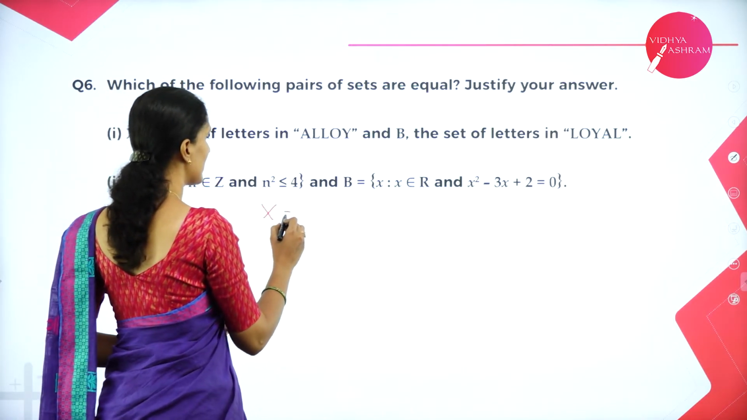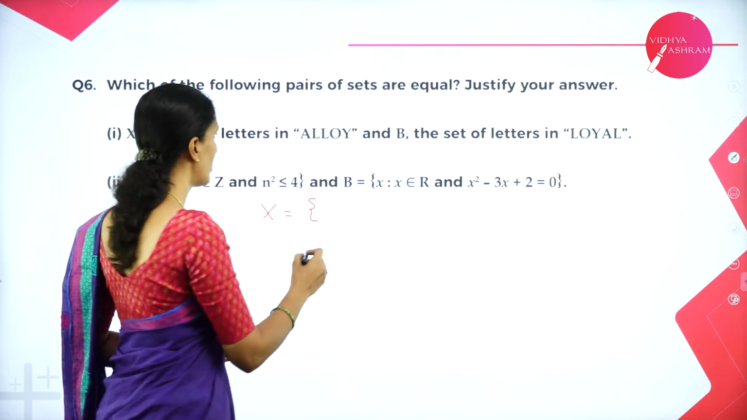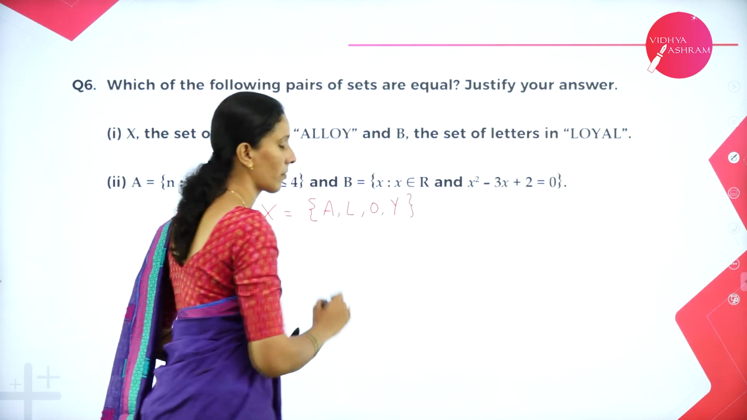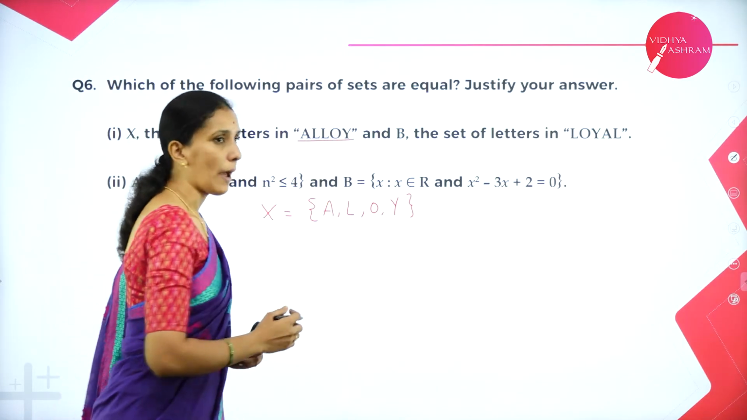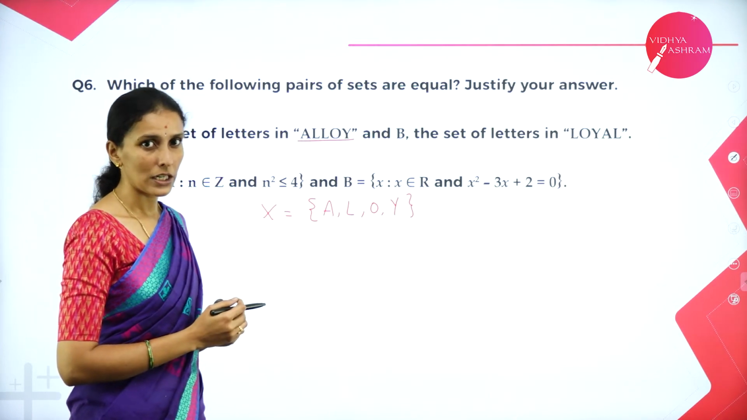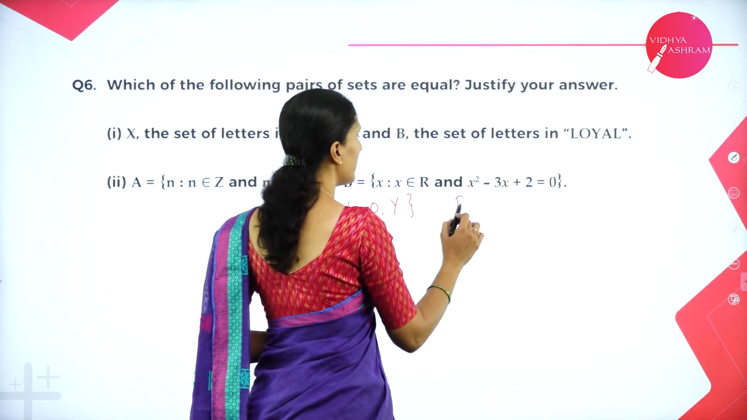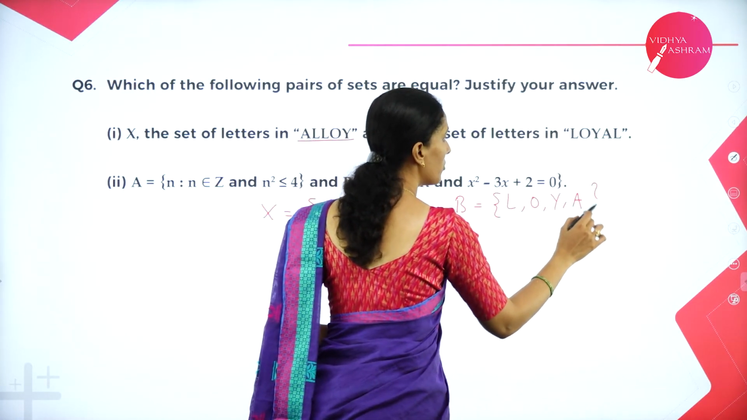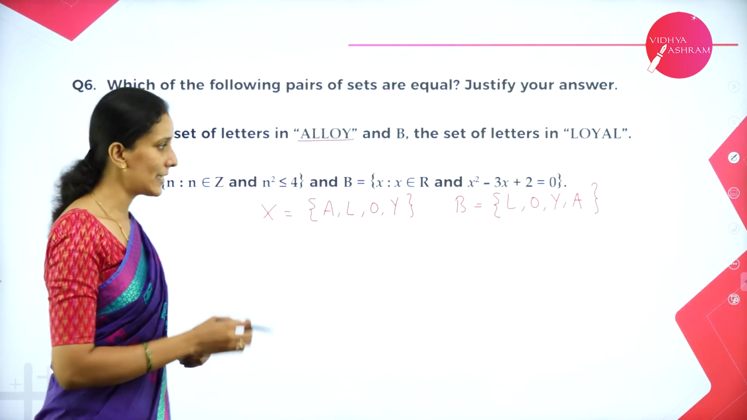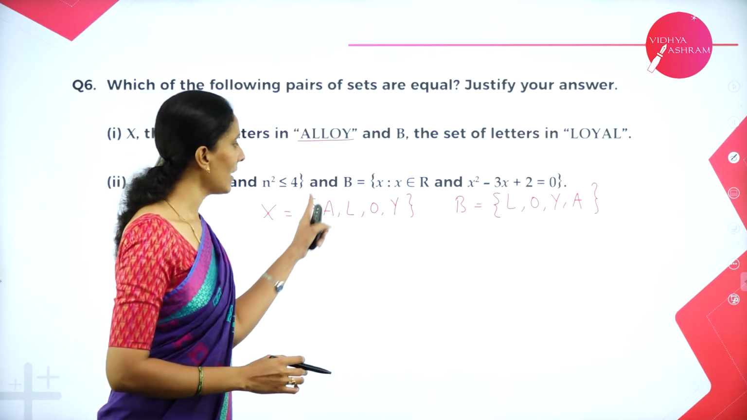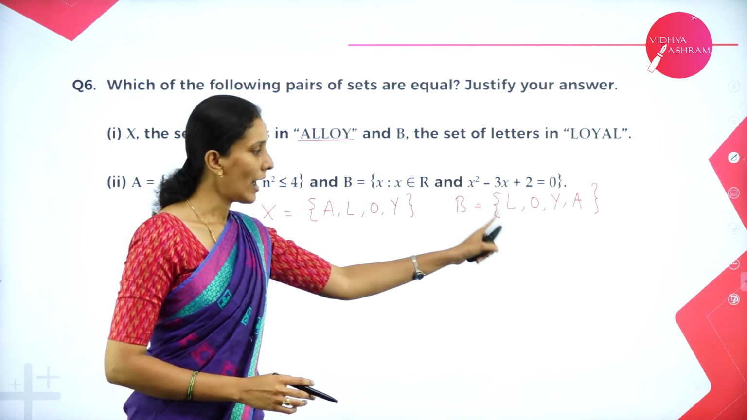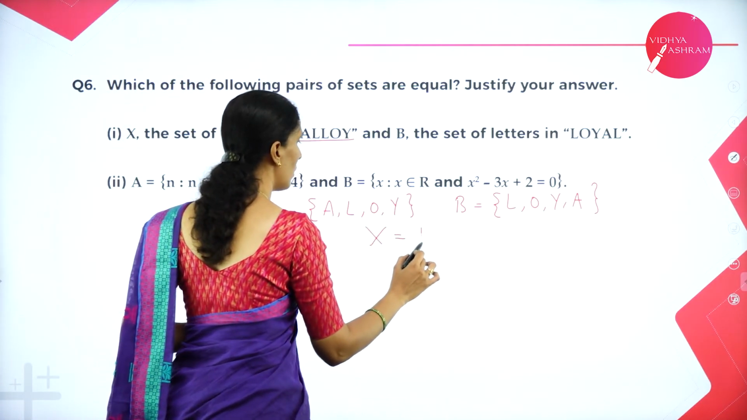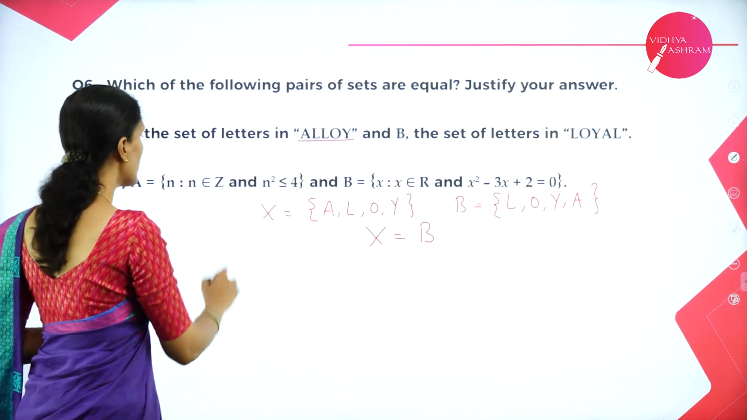If you write X as a set, alloy: A, L, O, Y. Whenever the word is given in capital letters, you can write the elements in capital letters. And set B is loyal: L, O, Y, A. Do not repeat any letter when you are writing inside the set. You can see X contains all the elements which are in B and B contains all the elements which are in X. So therefore X is equal to B. So this is the first question.